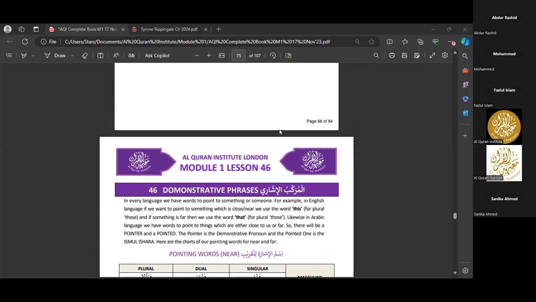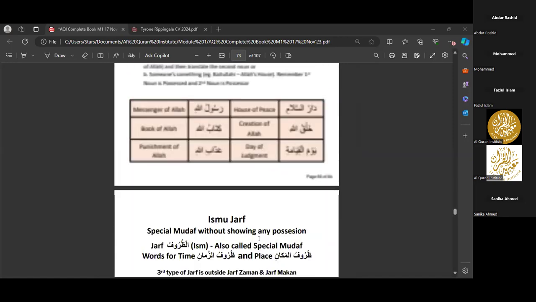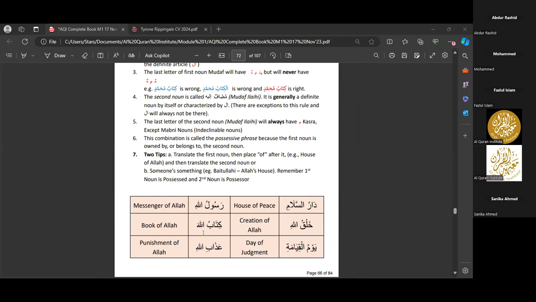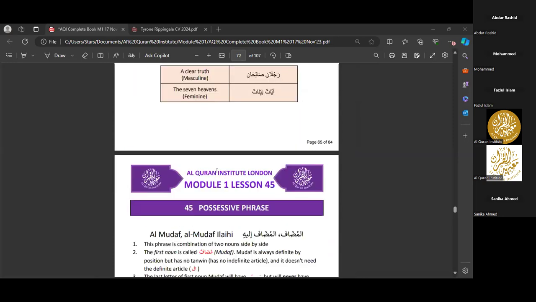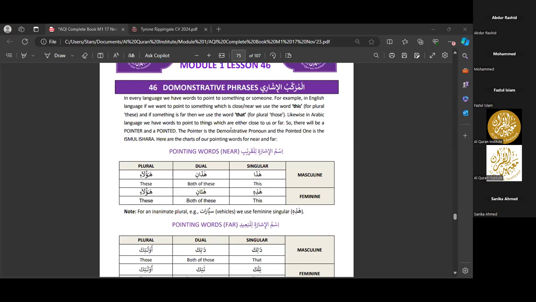Okay, so lesson 46. The previous lessons were the two other murakkabs. So we had murakkab phrase, and we'll move on to the third murakkab that we're going to cover, which is al-murakkabul ishara, demonstrative phrases.